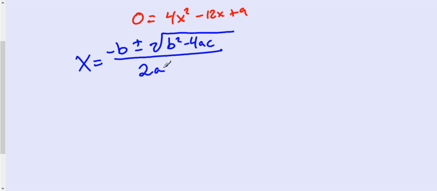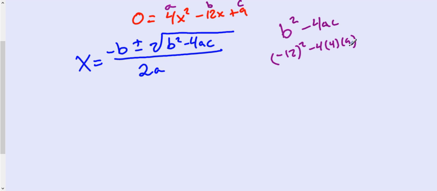Now that we have our quadratic formula, we're going to put all the pieces together. Remember, a, b, and c. Just like we learned yesterday, we're going to check our discriminant before we get started. So the stuff that is underneath our square root symbol. That gives us negative 12 squared minus 4 times 9. So that gives us 144.